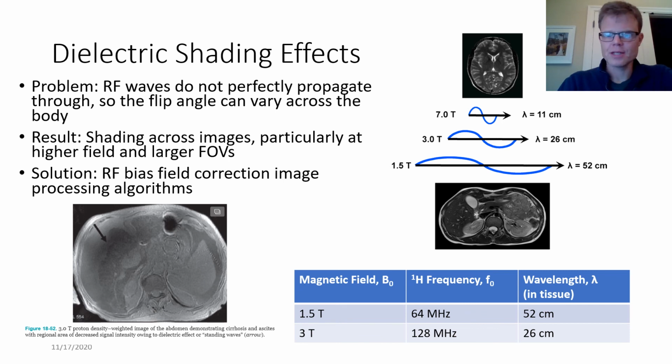At 3 Tesla, this wavelength is 26 centimeters. Most of us have a dimension that's bigger than 26 centimeters, so we can certainly see this artifact. This picture here in the bottom left from the textbook is a 3 Tesla image, where you can see a dark band corresponding to this dielectric shading effect. And there are some simple image-based corrections that are often applied to try and reduce this.